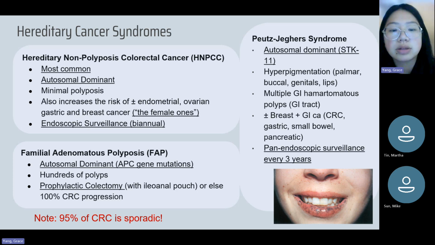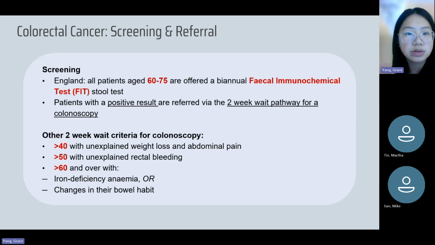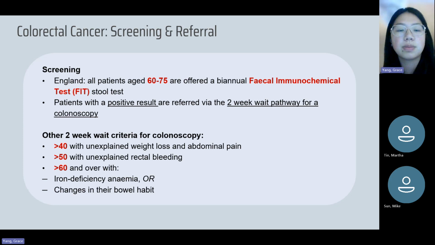Most colorectal cancers are sporadic, but the 5% rest of them are made up of mainly these hereditary syndromes. So the screening process is really important. You need to remember these really well. In England, with all patients aged 60 to 75, you have a biannual fecal immunochemical test, the FIT stool test, which you'll be sent probably in the post. Patients with positive results are referred for the 2-week wait pathway for a colonoscopy. What the FIT test looks for is any blood in the stool, so it detects anything that you can't see with your eyes as well.